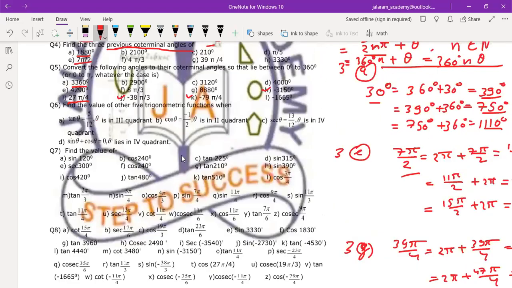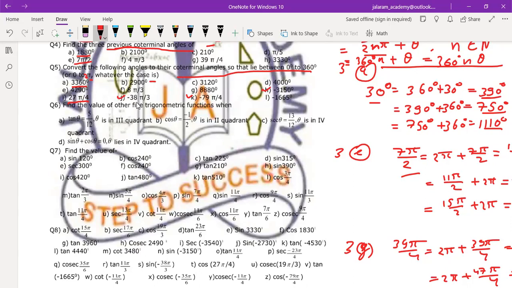Okay. Next is: convert the following angles to their coterminal angles so that they lie between 0 degree to 360 degree, or 0 to 2 pi. It must be 2 pi, not pi. You know that 360 degree equals 2 pi. It was typed as pi by mistake. Whatever the case is: if the angles are in degrees, we have to convert them to degrees, and if they are in radians, we have to convert them to radians between 0 and 2 pi only.